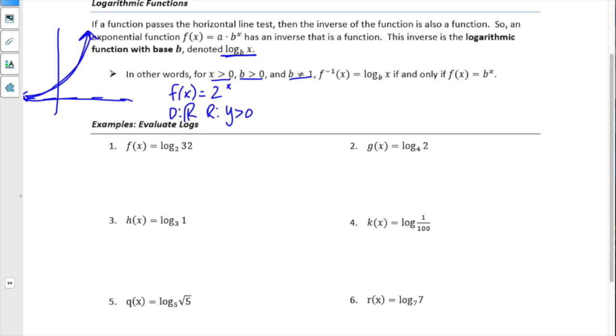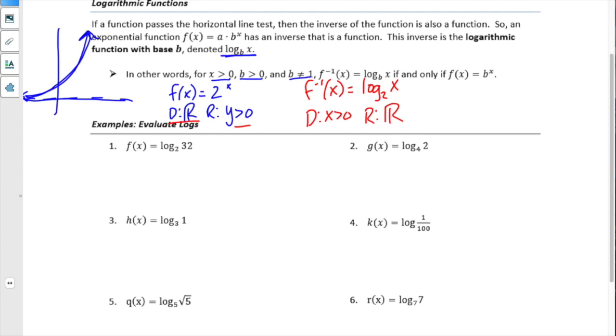If I switch colors, the inverse of f is going to be log base 2 of x, and the domain and range are just going to switch. You remember that property happens when you have inverses, that they switch back and forth. So this one will now be x is greater than 0 because that's what the range was for the exponential, and for this one the range will be all real numbers because that's what the domain was for the exponential.